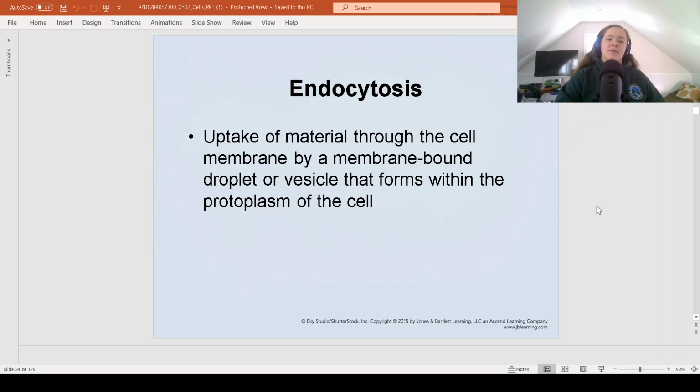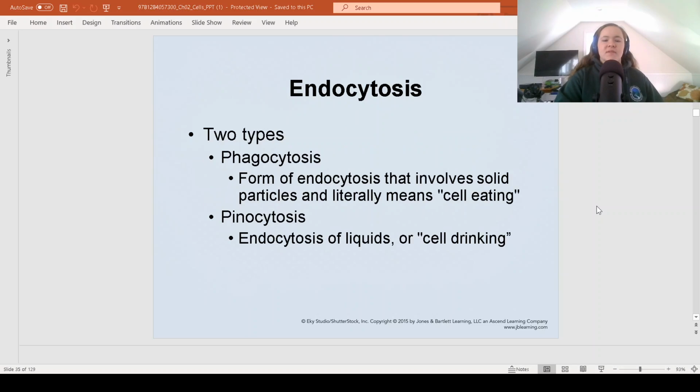Endocytosis is the uptake of material through the cell membrane by a membrane-bound droplet or vesicle that forms within the protoplasm of the cell. There are two types, phagocytosis.